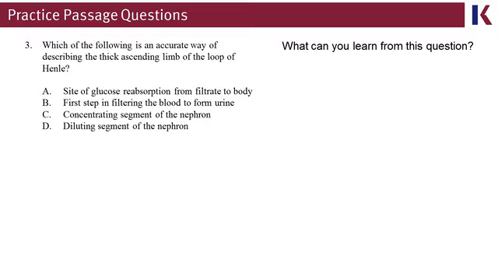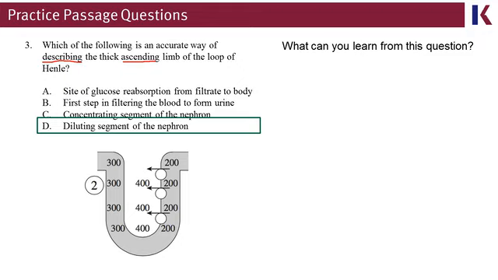Let's check out the last question from this passage then, which, relatively speaking, is probably the easiest of the three, or at least the quickest. It asks us to describe the ascending limb of the loop of Henle. The answer here is D. The thick ascending limb, or the one on the right-hand side of the figure in the passage, pumps solutes into the interstitium, which means it is diluting the filtrate.